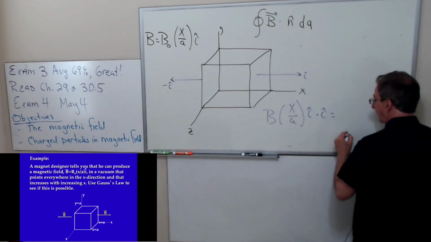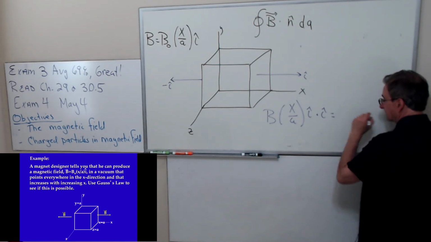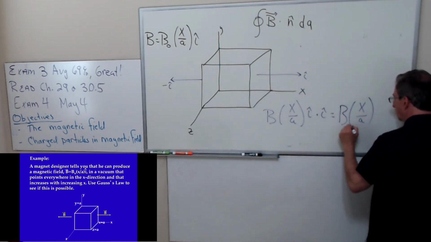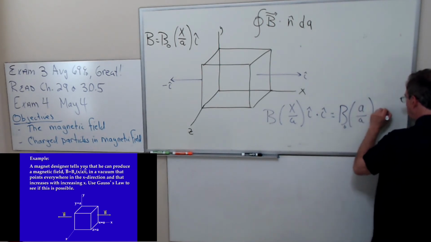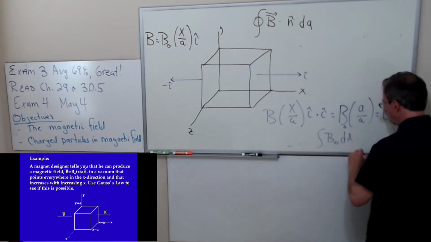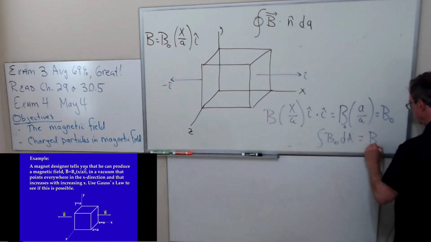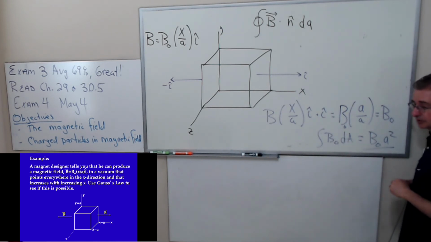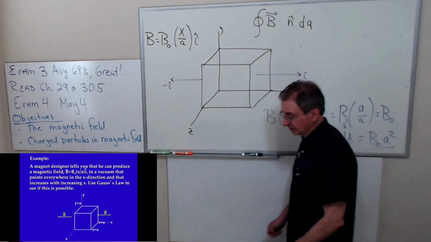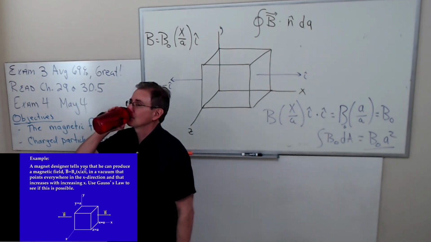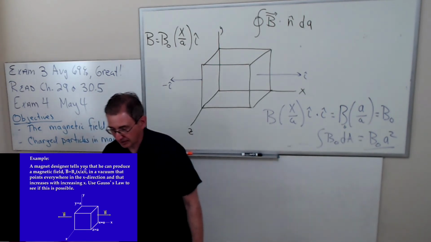What does this give me? B naught. What's x on this side? a. So then I've got to integrate B naught over the area. So my total flux is this. The other five sides give me no contribution. So what does that say about the designer? He's lying. The designer's lying to you. You cannot create that magnetic field.